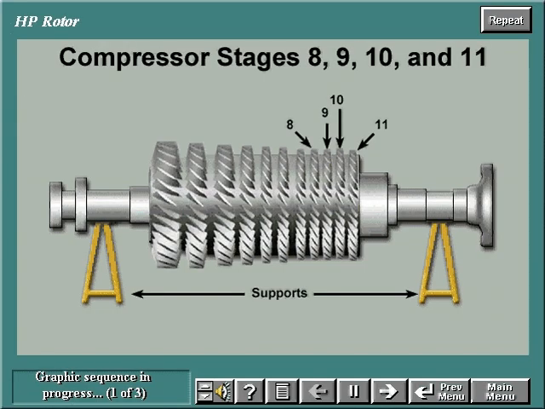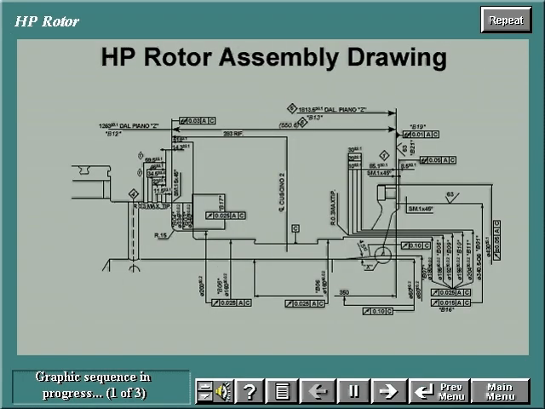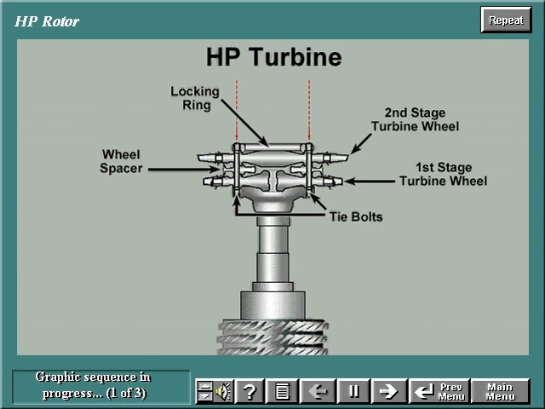Compressor blades for stages 8, 9, 10, and 11 are inserted into radial slots in the aft stub shaft and locked in place. The journals and sealing lands on the compressor rotor are finish machined and inspected according to specifications indicated on the assembly drawings. Prior to assembling the turbine wheels, both wheels are preheated.